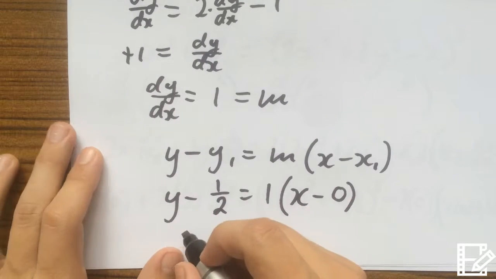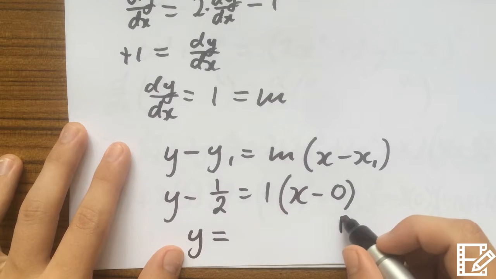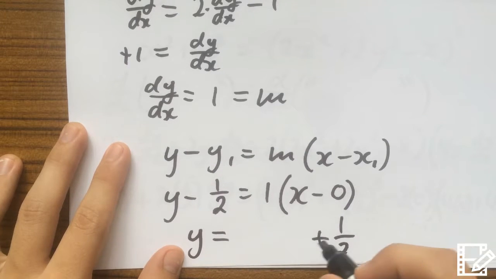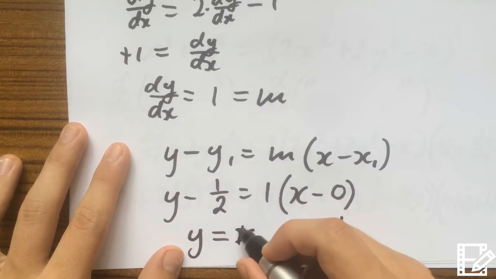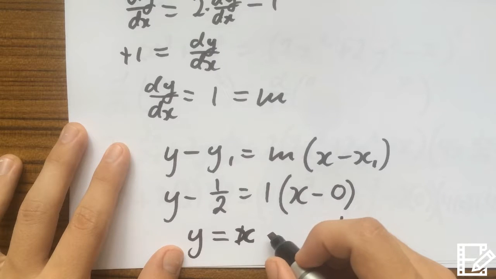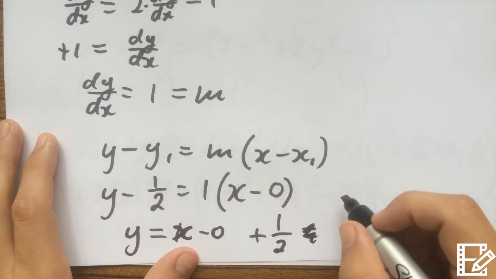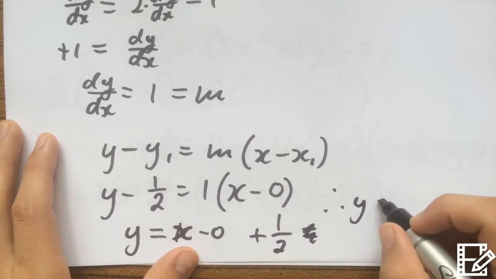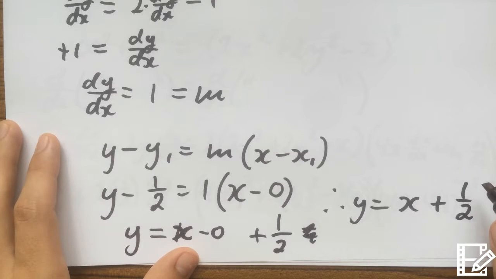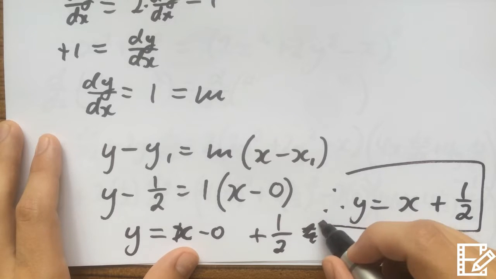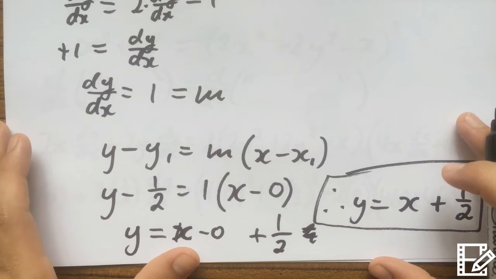If we expand this out, we get y. I'm going to add this onto the other side. So we're going to add 1 over 2 on this side. And it's going to be 1 times x, or just x. 1 times 0 is just going to be 0. Therefore, the equation will be y equals x plus a half. And that is your equation for the tangent line.